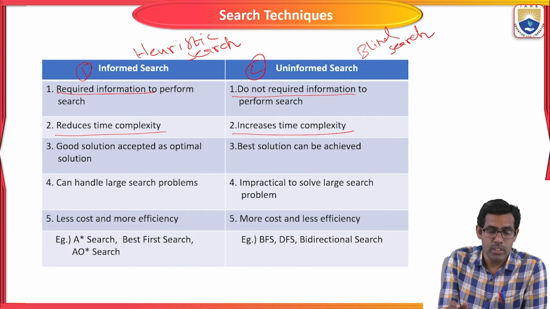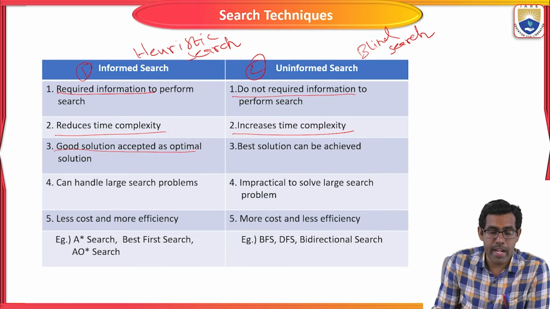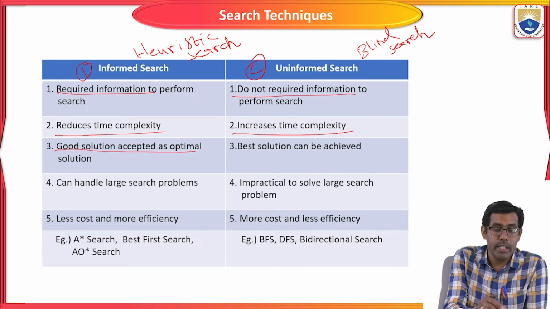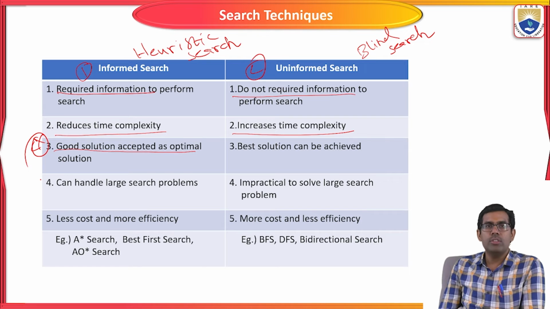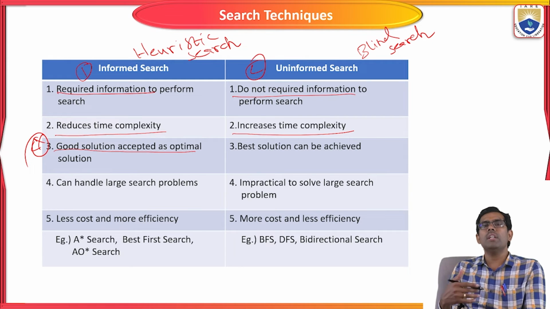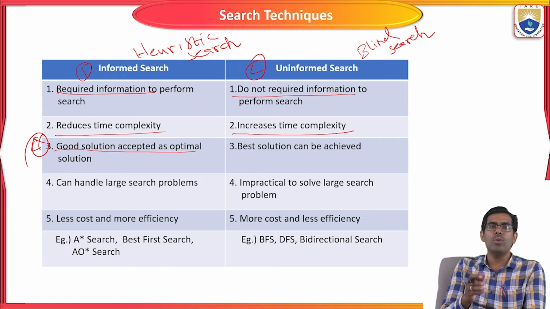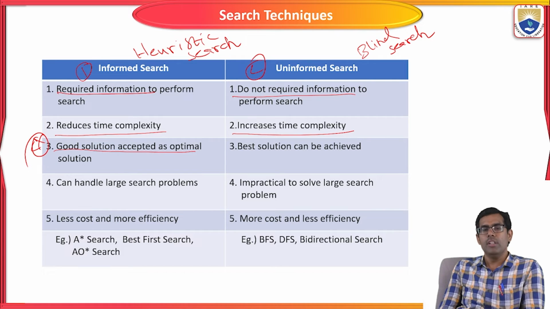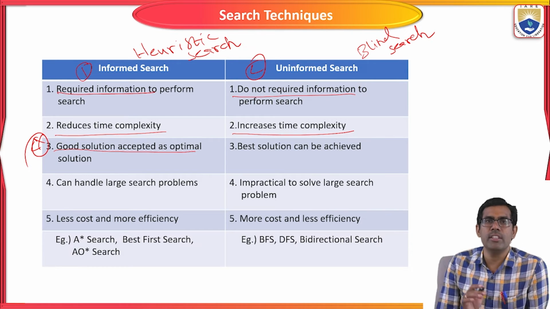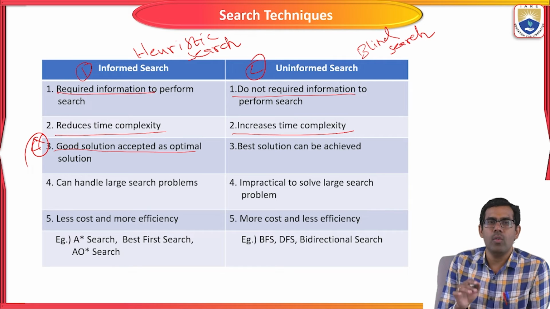In informed search, a good solution is accepted as the optimal solution. It's a very important point. A good solution means whatever the search engine produces will be accepted as the solution, and that result will be considered the optimal solution. There is no guarantee that it is the exact solution, the exact goal state of the particular problem statement. So if you are using informed search, there is no guarantee of optimal solutions.